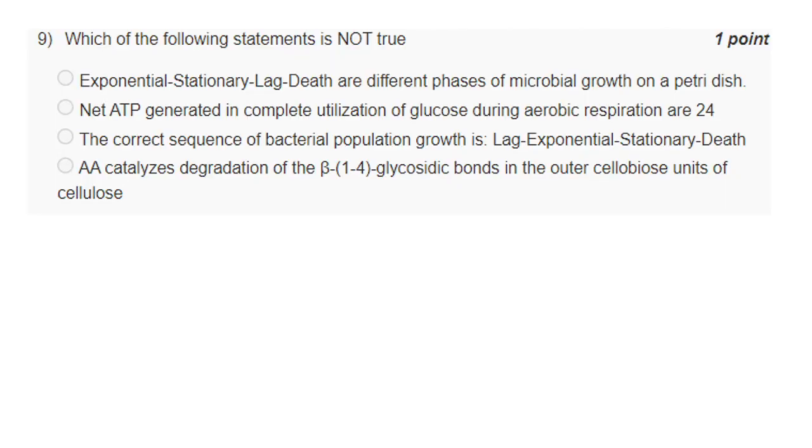Moving on to the next question, which of the following statements is not true? Exponential, stationary, lag, death are different phases of microbial growth on a petri dish. Net ATP generated in complete utilization of glucose during aerobic respiration is 24. The correct sequence of bacterial population growth is lag, exponential, stationary, death. And A catalyzes degradation of the beta 1,4 glycosidic bonds in the outer cellulose units of cellulose. Which one do you think is not correct?